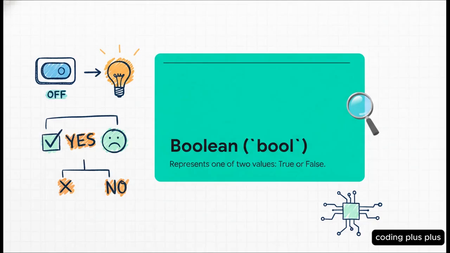Okay, let's switch gears to our other fundamental Lego brick, the Boolean. It sounds fancy, but it's incredibly simple. A Boolean can only ever be one of two things, True or False. That's it. It's the simple yes or no that guides all the decision-making in your code.